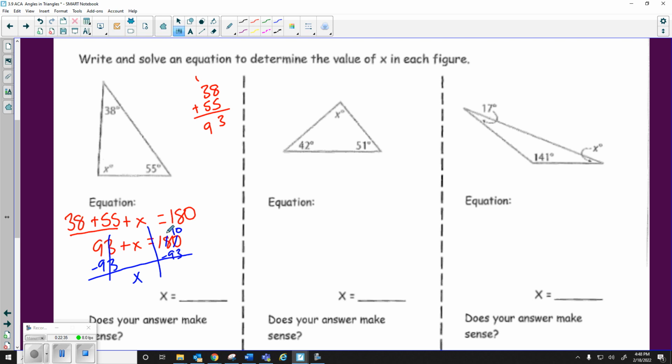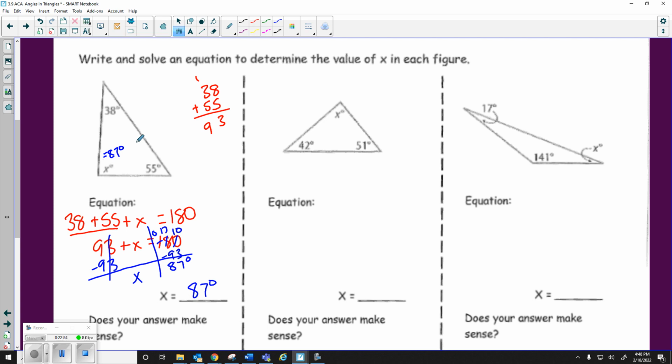So that becomes 10. That becomes 7. Oh, I need to borrow again. 17. 10 minus 3 is 7. 17 minus 9, that would give me 8. Ooh, okay, so that's 87 degrees. X is equal to 87 degrees.